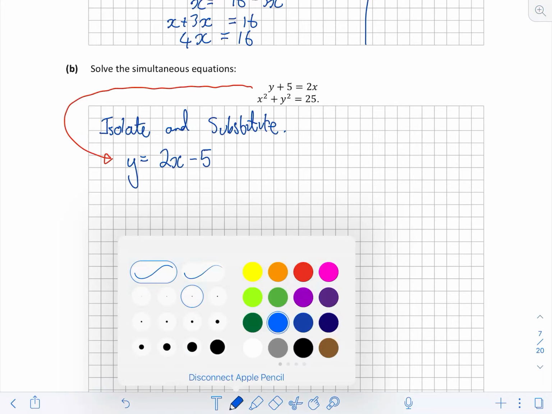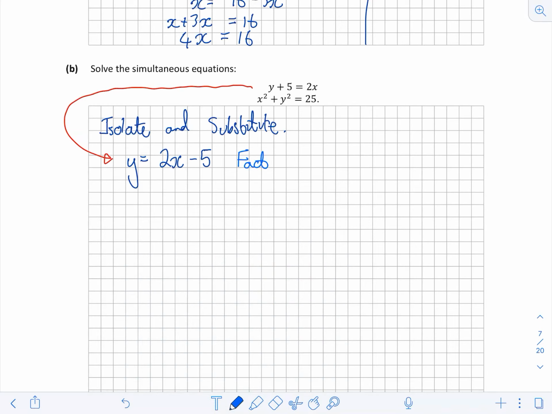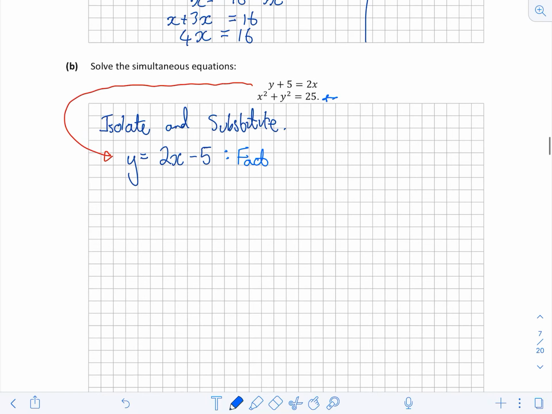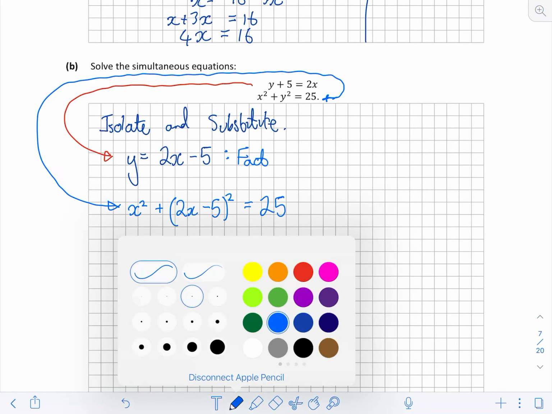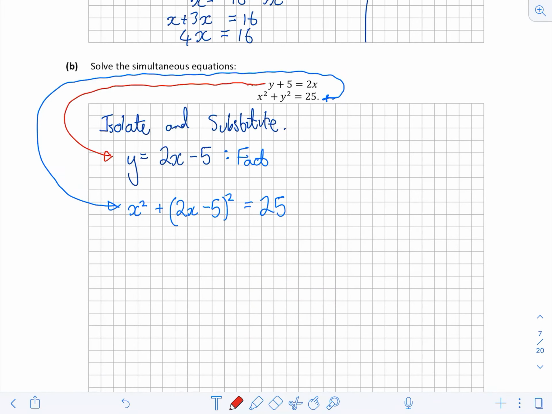Now, that's a fact, okay? So it's a fact that y is equal to 2x minus 5. So therefore, this y up here, well, he's also equal to 2x minus 5. So I can rewrite this line here as x squared plus (2x minus 5) all to be squared is equal to 25. So I have turned this y here into 2x minus 5. So this line down here comes from up here. I might just make that red line very obvious. It's pointing at the top one.